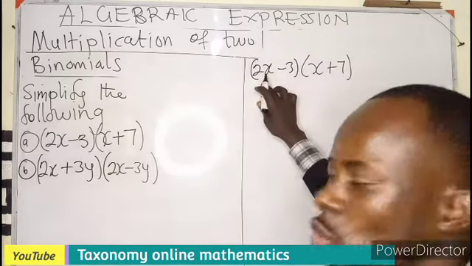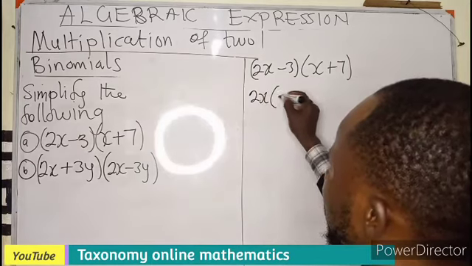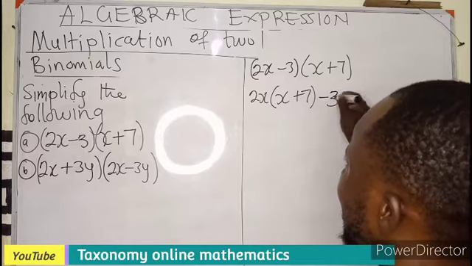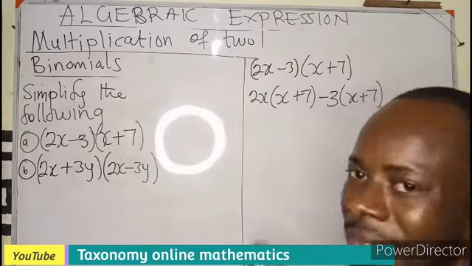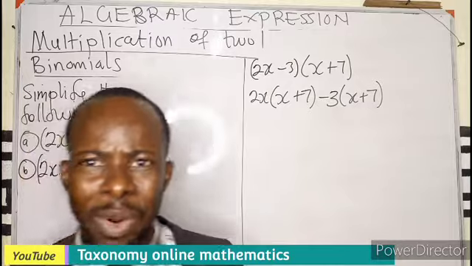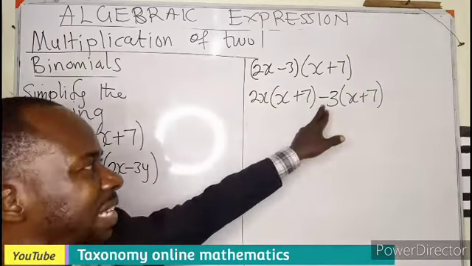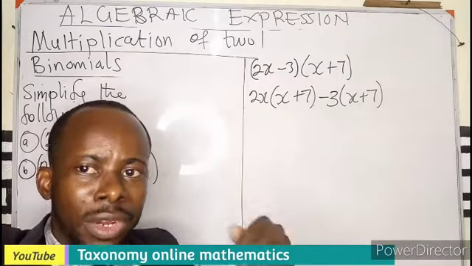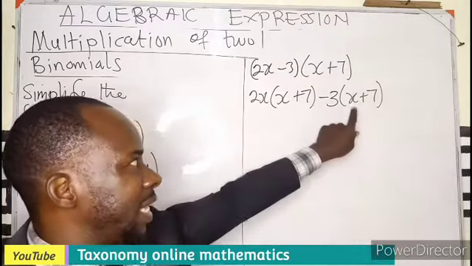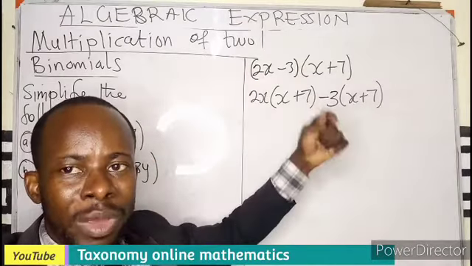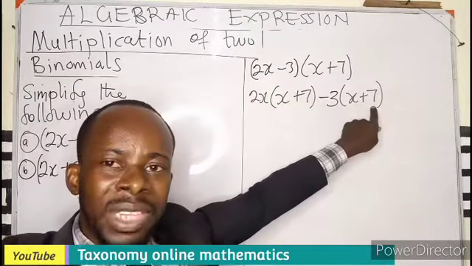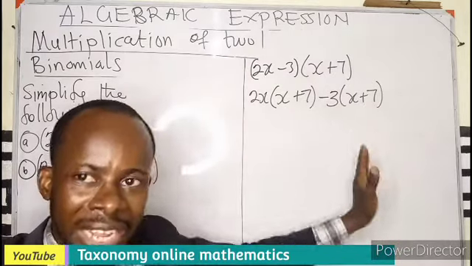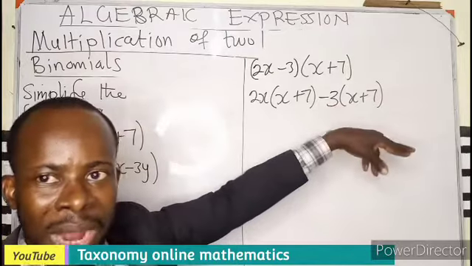We are distributing the 2x. So 2x, x plus 7. Then we distribute minus 3, x plus what? 7. Now, under distributive property also, if there is a negative sign in front of a bracket, the sign in the bracket changes. As in, this is a positive x, it will become negative x. This is a positive 7, it becomes negative 7, as in expanding it regardless of the number multiplying it.